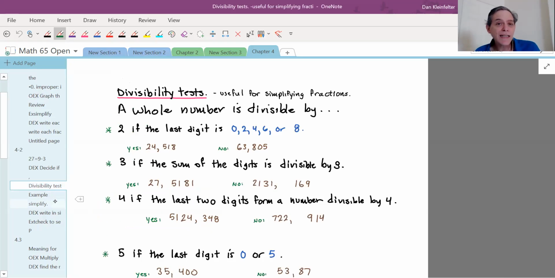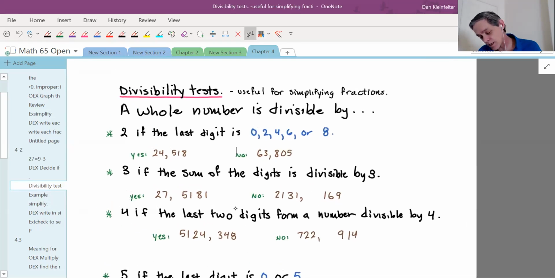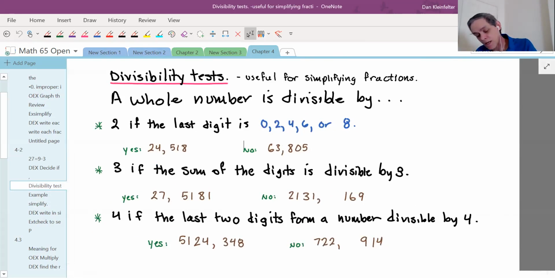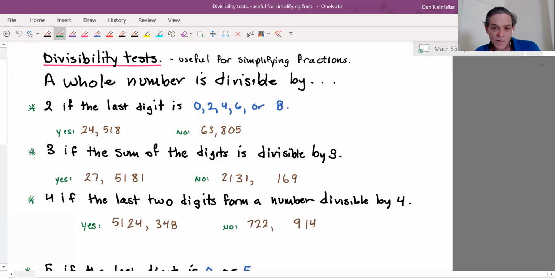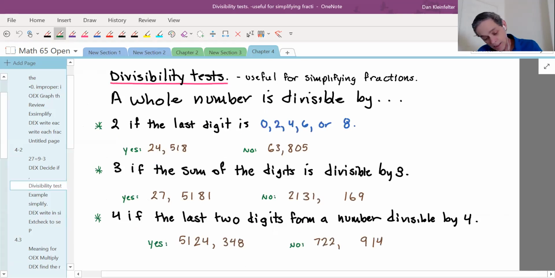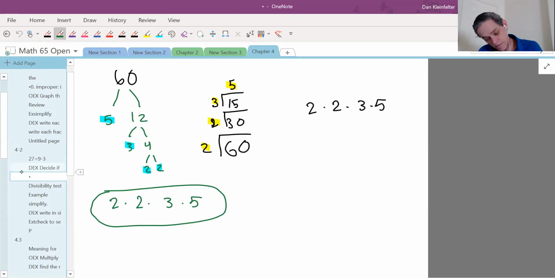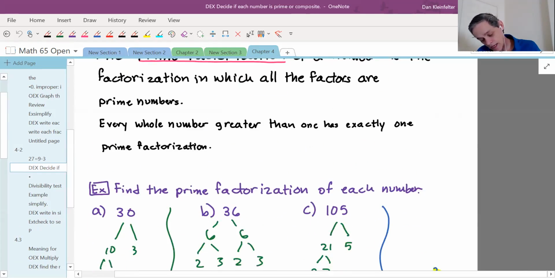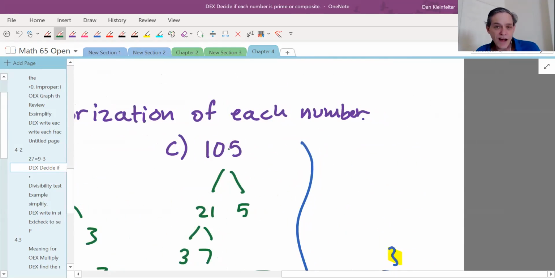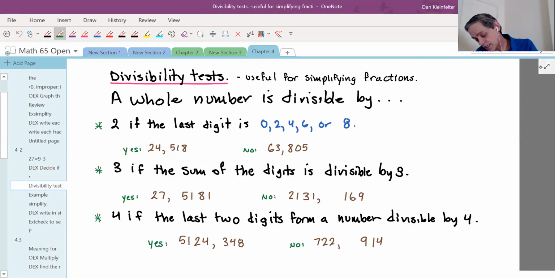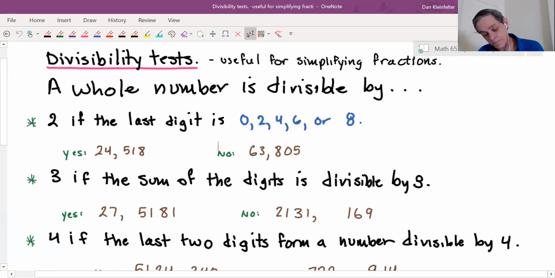Okay, so the next thing that we want to do is look at some divisibility tests. What divisibility tests are for is a way to check and see if a number is divisible by another number without actually doing the division. So we actually already had used one back here when I said, okay, 105 is divisible by 5. I know that 105 is divisible by 5 because it ends in a 5. Okay, so let's take a look at these divisibility tests.